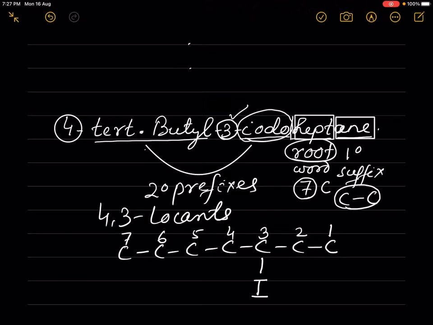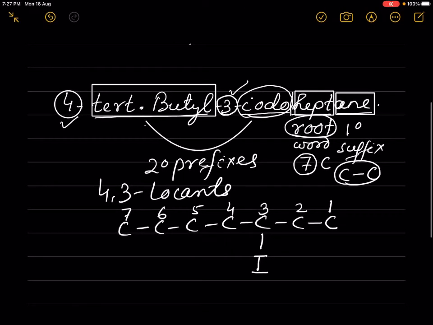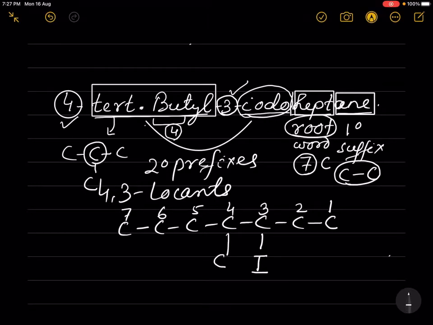Then at 4th position you will find tert-butyl. So it is important to learn how to write tert-butyl. Butyl means it has 4 carbon atoms. Tert means it has a carbon atom which is connected to 3 carbon atoms on 3 different sides. This is the tertiary carbon. At 4th position you will find a carbon atom which is a tertiary carbon. So this carbon should be bonded to 3 carbon atoms on 3 different sides.